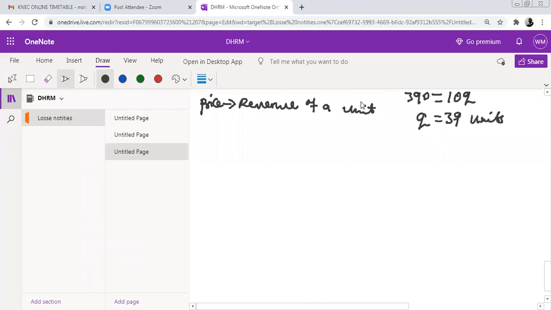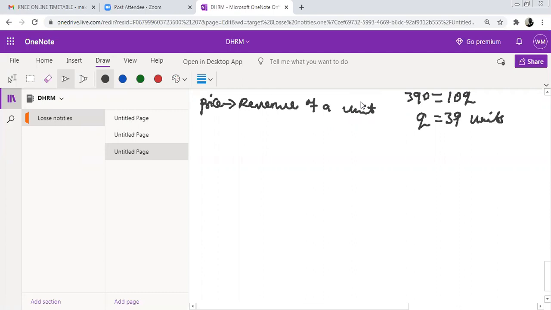Come again. Let me come up with a simpler word. If I'm selling something, I have maybe a kiosk. I'm selling loaves of bread, and in that case, the price is 50 shillings for maybe 400 grams. So that 50 shillings is the same as the revenue for one unit. The revenue for one unit is equivalent to the price.